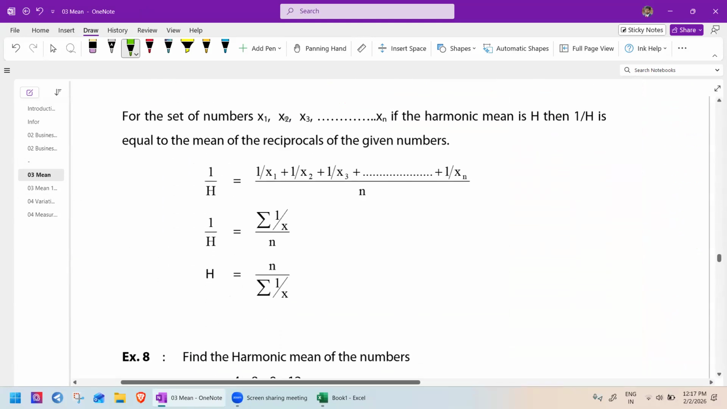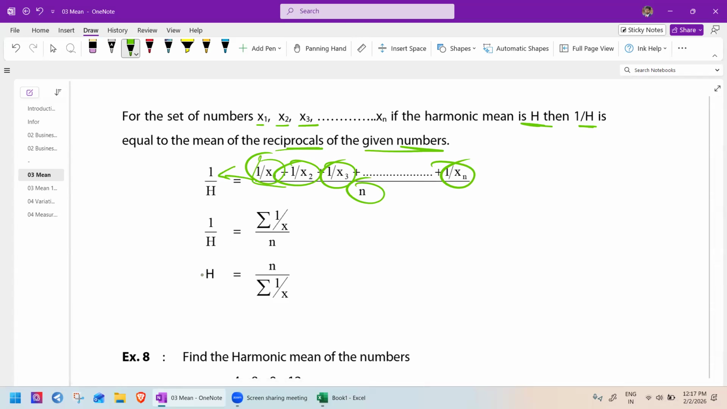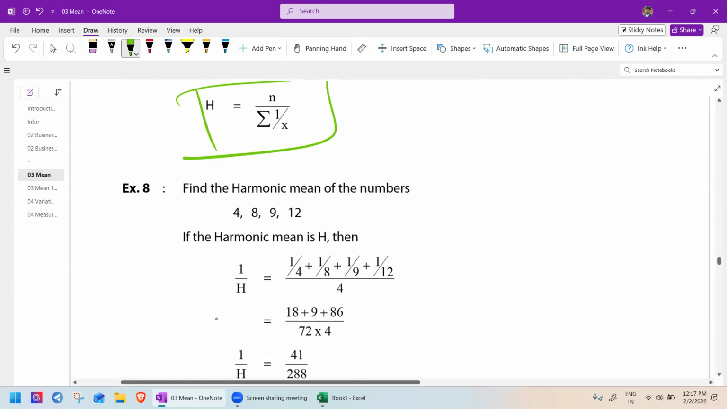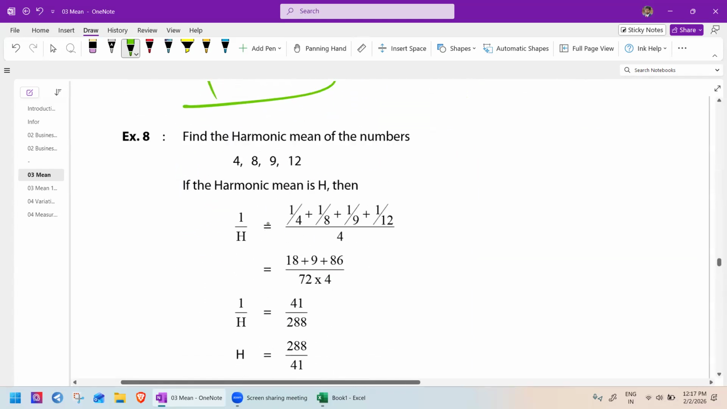Harmonic mean for a set of numbers x1, x2, x3. If the harmonic mean is h, then 1 over h, the reciprocal of h, is equal to the mean of the reciprocals of the given numbers. So these are the reciprocals of the given numbers, and the average of the reciprocals is the reciprocal of the harmonic mean. That is the explanation given. You can remember this formula and find the harmonic mean.